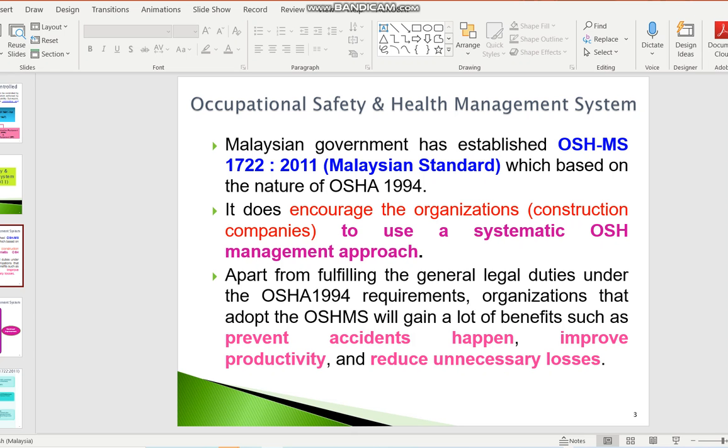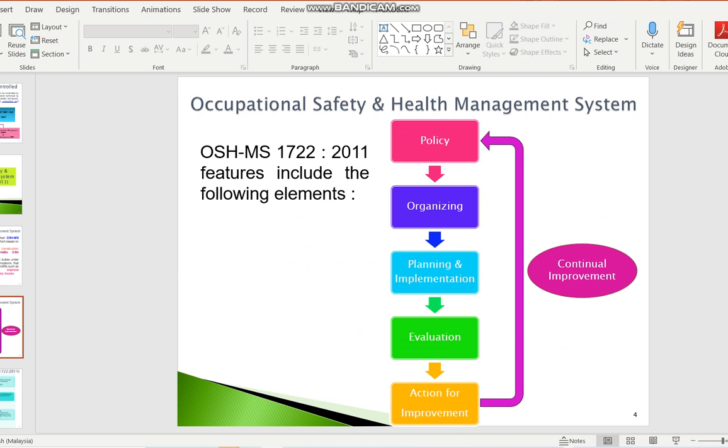Okay, and what are some of the legal duties that you have, and if you do have this system, what are some of the benefits, and how you can prevent accidents and reduce unnecessary losses. So basically, again, this system here is what I've spoken about. You refer back to exactly what I've spoken about.